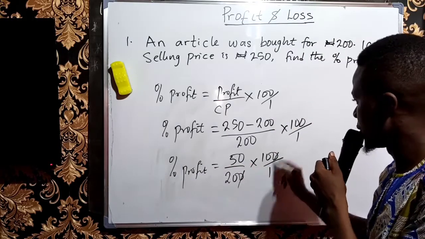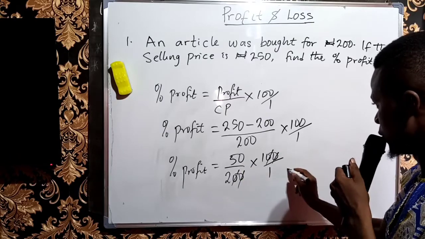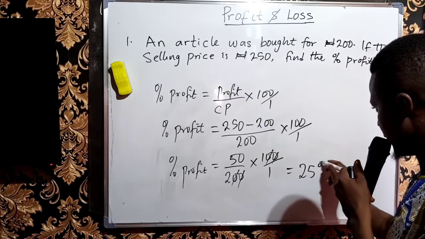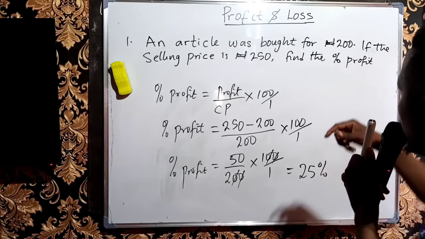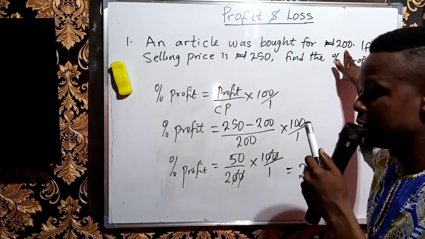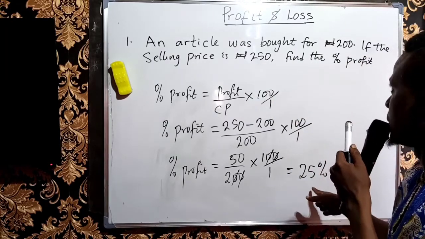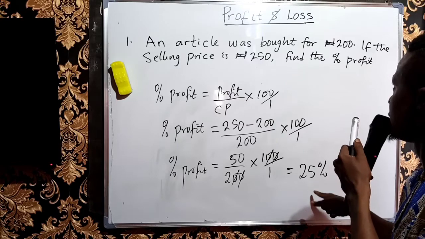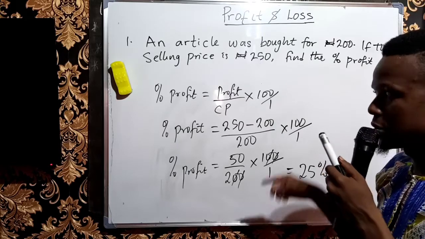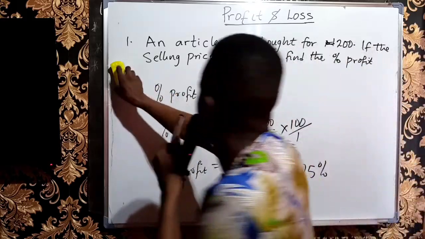Now, 0 we cancel 0, 0 we cancel 0. We are left with 50 divided by 2. Of course, this will give us 25%. So if someone buys an article for 200 naira and eventually sells it for 250 naira, it means that person has made a profit of 25%. So let us solve a problem that relates to the loss.